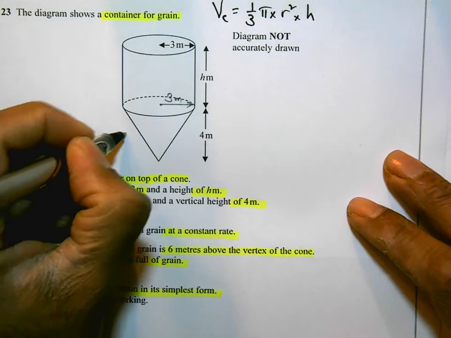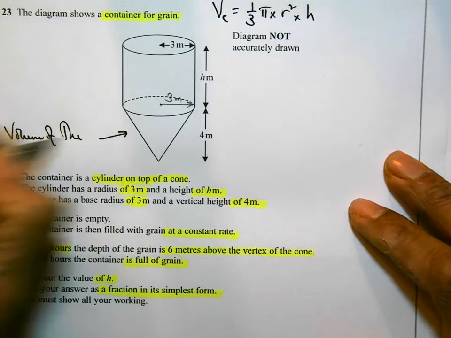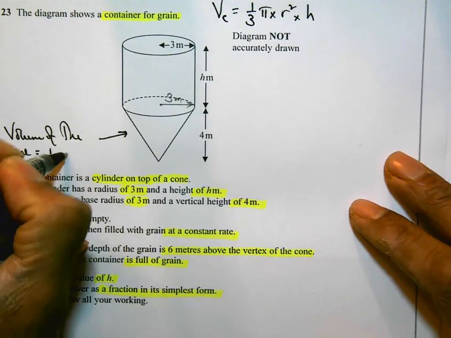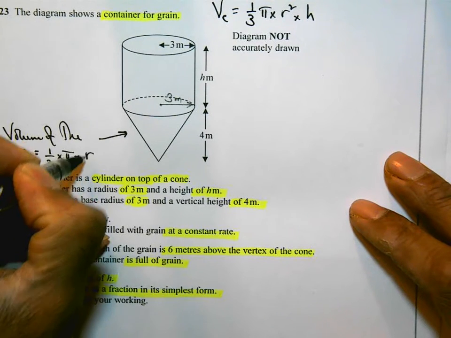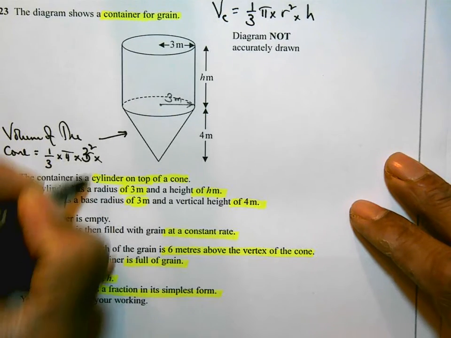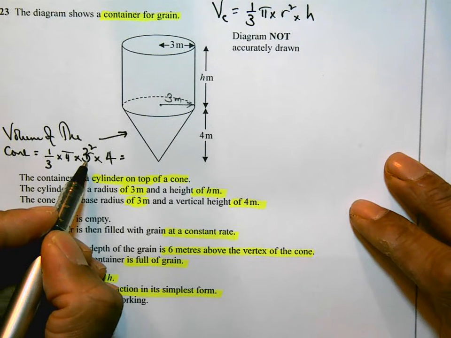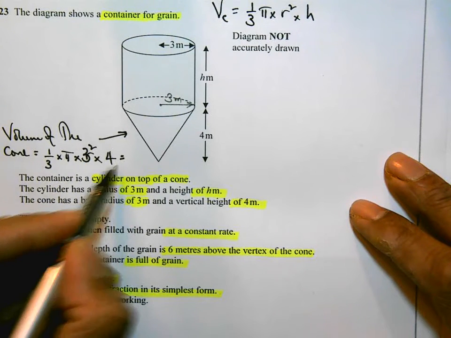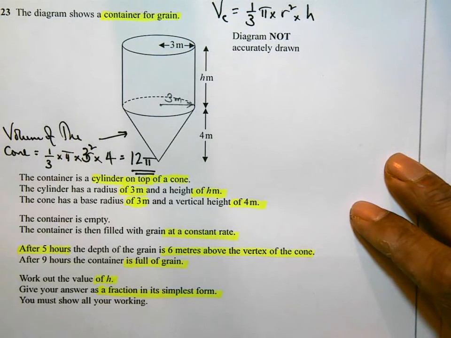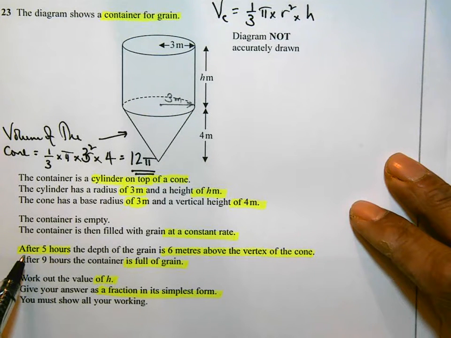So the volume of the cone is 1/3 times pi times radius squared, which is going to be 3 squared, times the height of the cone, which is 4. So 3 squared is 9. 9 times 4 is 36. 36 divided by 3 is 12. So this is going to be 12 pi. That's the volume of the cone.